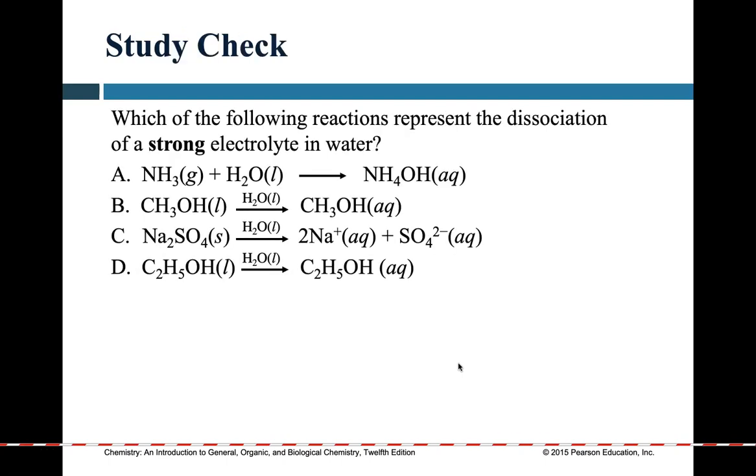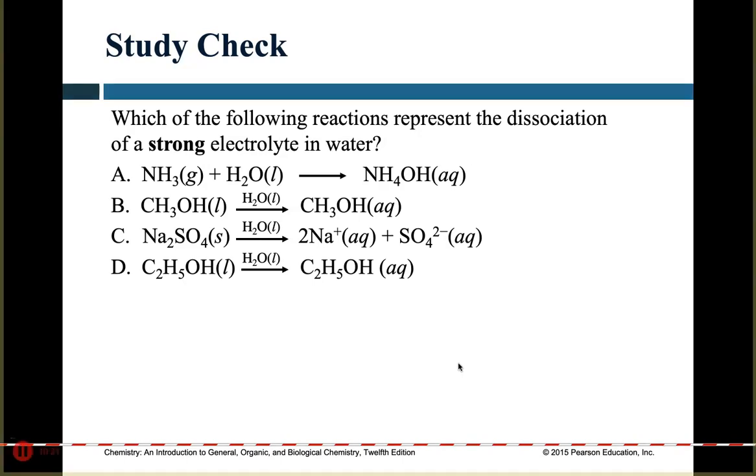So again, we'll do a little bit more practice. Which of the following reactions represents the dissociation of a strong electrolyte in water? The best way to go about this is to go systematically. I look at number 1, and I have ammonia forming a complex with water. So this is not dissociating, it's actually forming a new molecule.